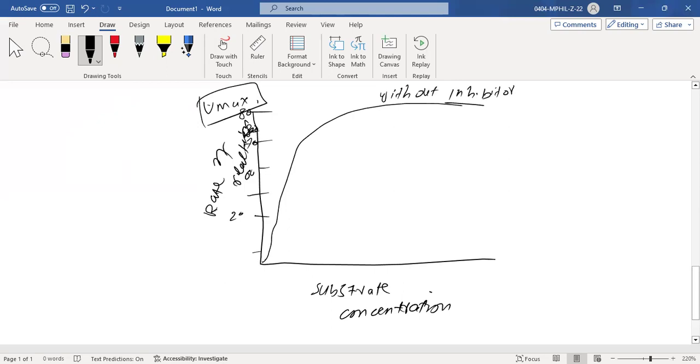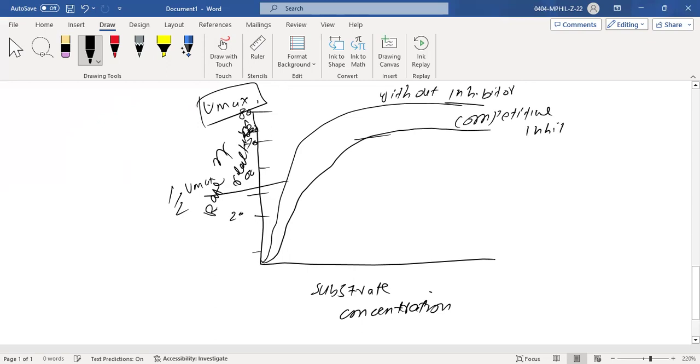But for instance, you have a competitive inhibitor. So definitely when you have a competitive inhibitor, then there will not be a maximum V. Then it is possible that you may have half Vmax at this point. At this point, here you can show competitive.